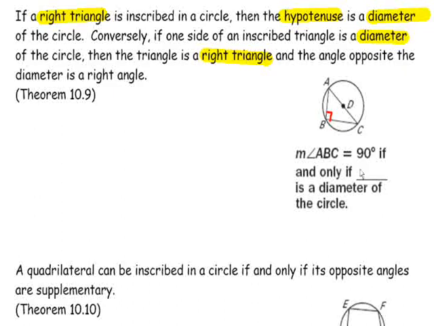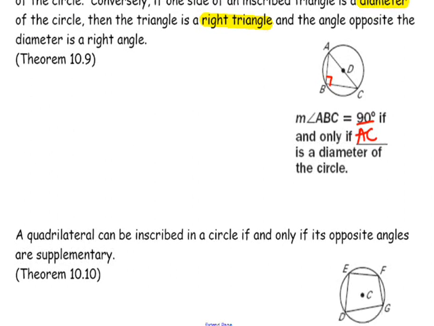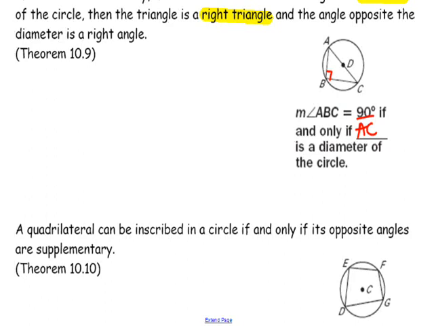And it's 90 degrees if and only if AC is a diameter of the circle, which it is because it goes through the center of the circle. All right, and then here's one that students forget very quickly, but it's extremely important in this unit in both quizzes and tests. And it's that if I have a quadrilateral, it can be inscribed in a circle if and only if its opposite angles are supplementary.